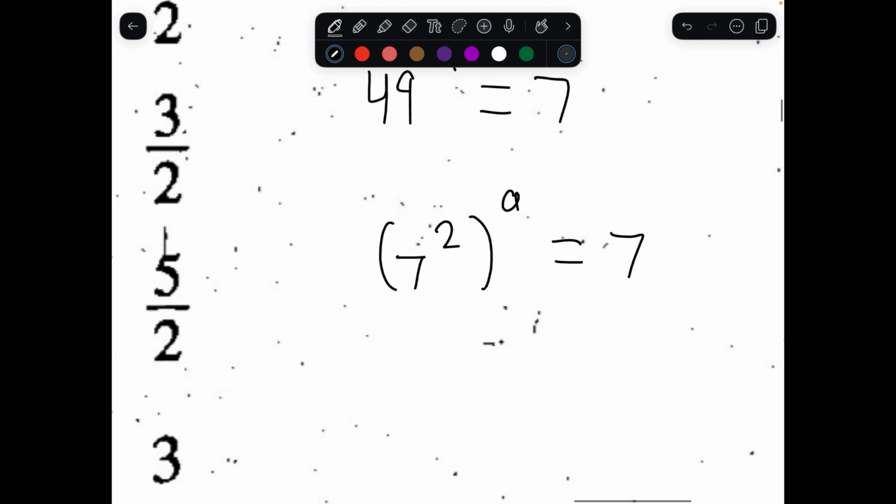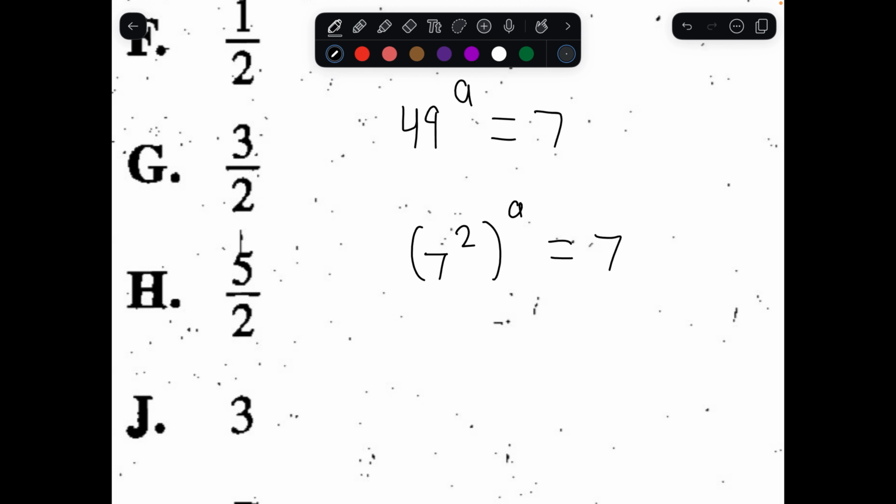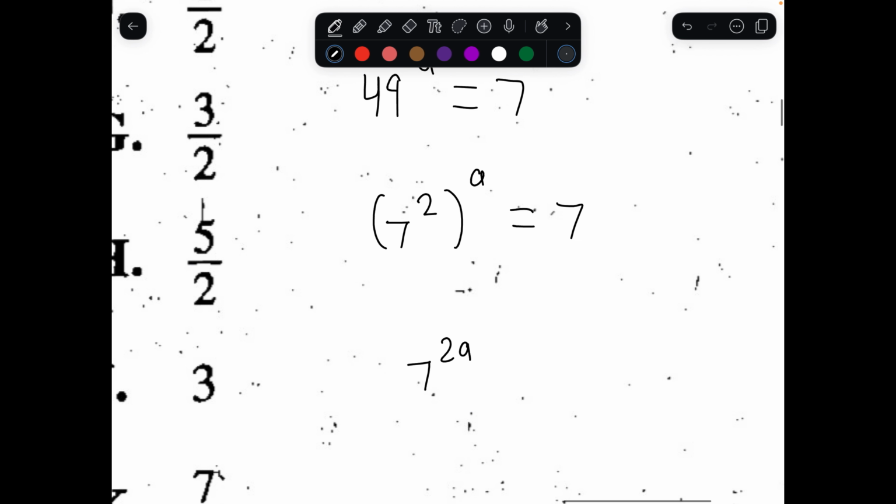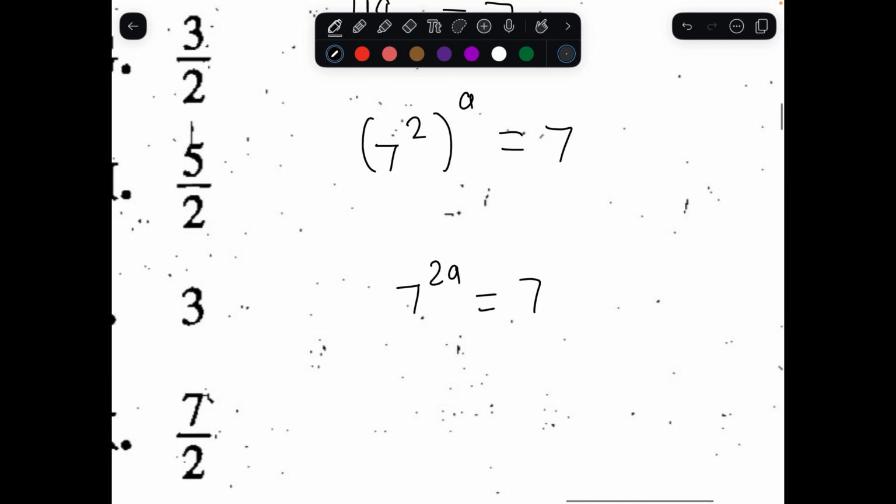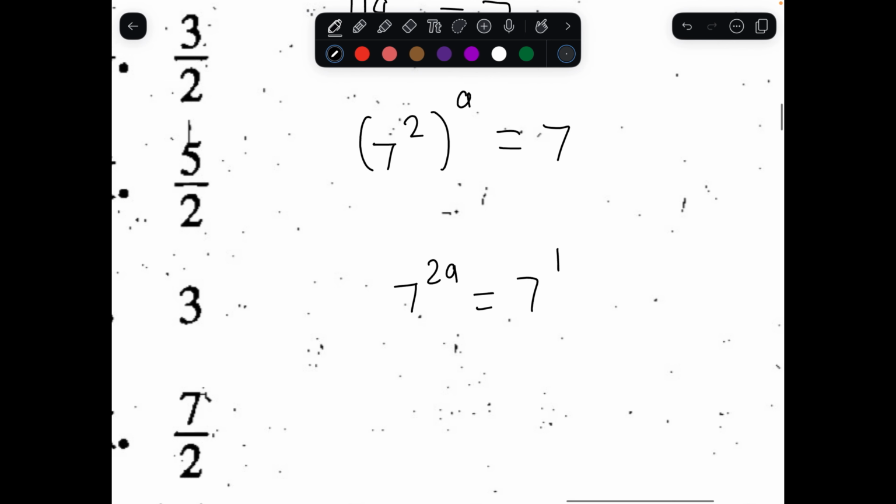And according to the exponent property, you just multiply the exponents. So it's going to be 7 raised to the power of 2 times a, right? And this equals 7. Remember, 7 raised to the power of 1 is the same thing as 7. And now, since we have the same bases, we can set the exponents equal to each other.